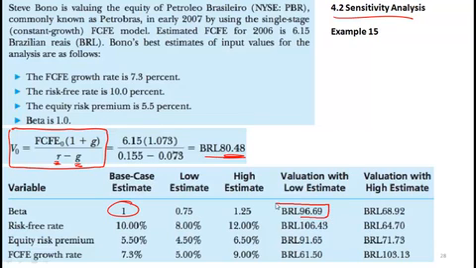Does it surprise you that this value is higher than the base case? When you use a beta of 0.75, the value goes up. Yeah, because it's a safer stock. Lower beta means safer, and hence the present value will be higher. If you assume a high beta, then the value goes down. So you do the same with all the other variables.